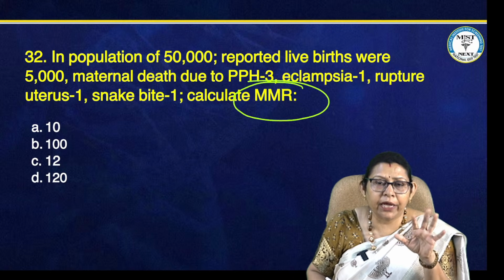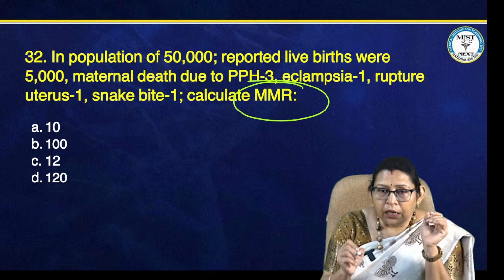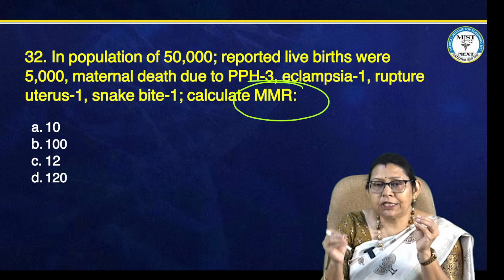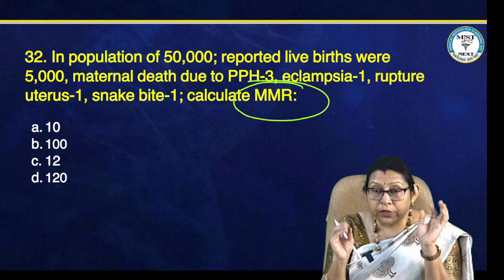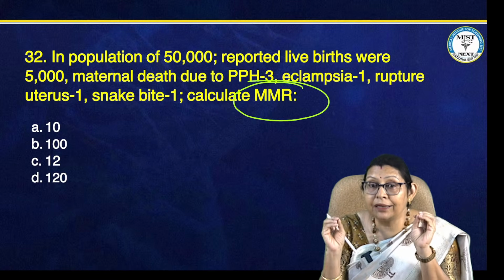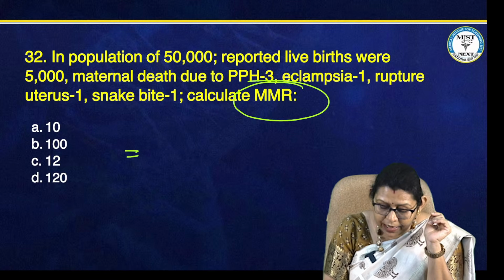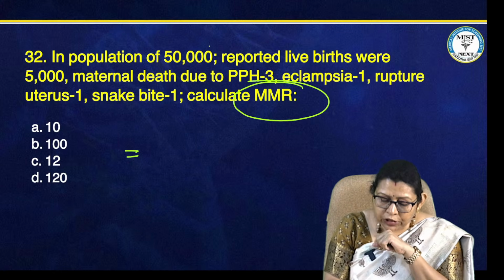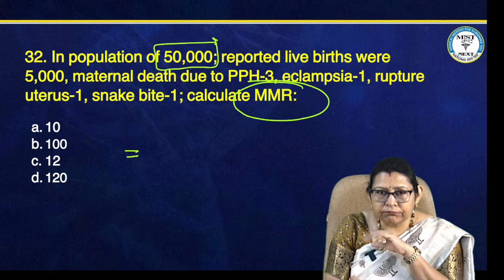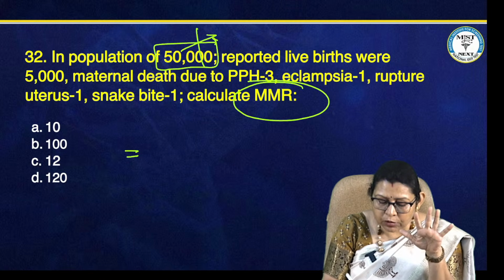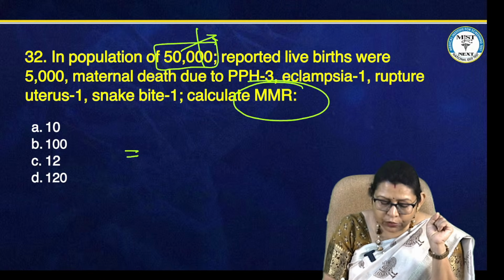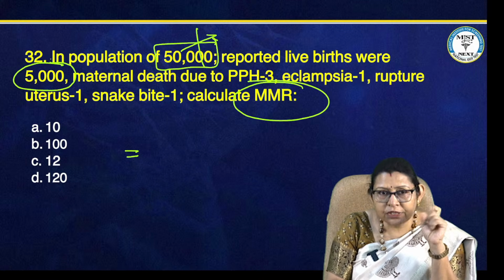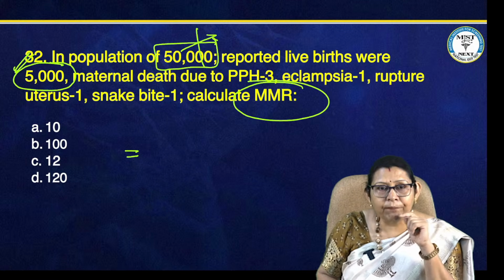If MMR is mentioned, it means it is a ratio. What is an MMR? Maternal deaths per 1 lakh live births. ठीक है. अब यहाँ पे I have to find out how much is the live birth and how much is the maternal death. Total population is 50,000. I am not concerned with the total population. Forget this. Total live births are 5,000. So this is one important figure I will be using.